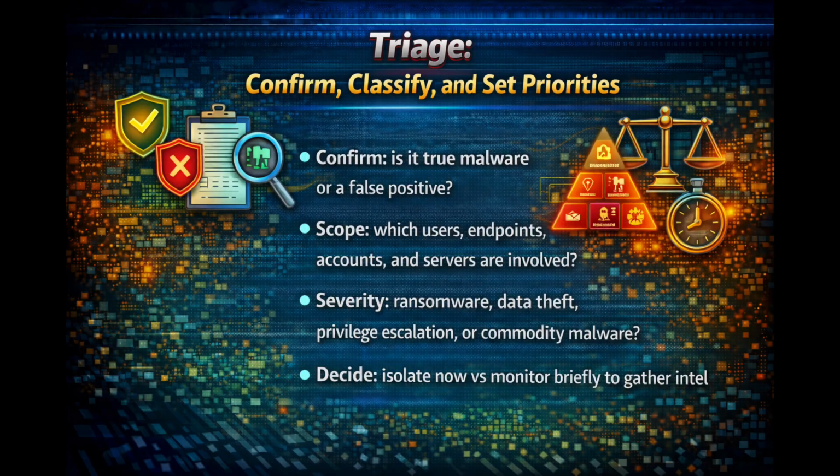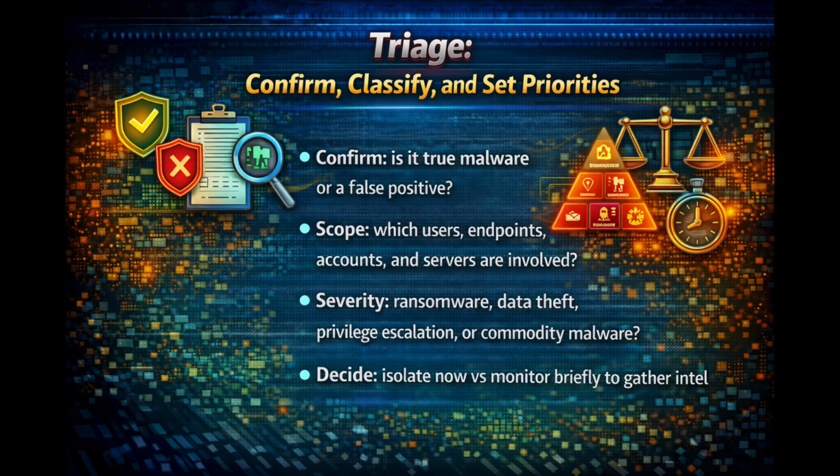Once you suspect malware, you triage, fast but structured. First, confirm: do we have real malicious behavior, or is this a legitimate admin tool? Then scope: list affected endpoints, user accounts, IPs, and any shared infrastructure touched. Next, classify severity. Ransomware and data theft demand immediate containment, while low-grade adware might allow a more measured response.